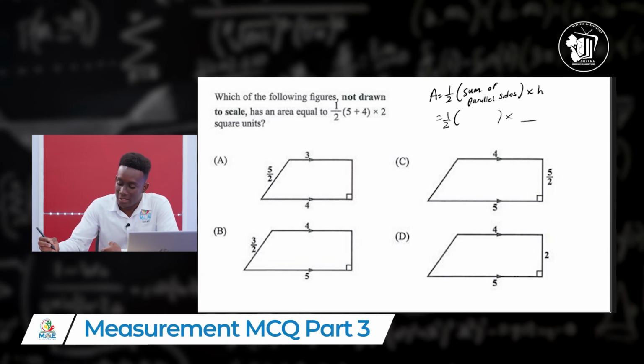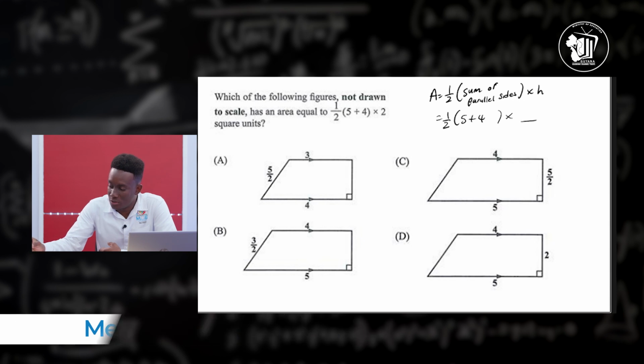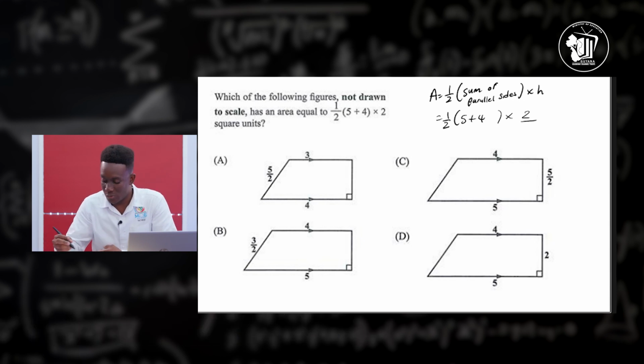In this case, the parallel sides would be 5 plus 4, and the height would be 2. So let's look at this one. This one is 3 and 4, so that doesn't work. 4 and 5, that doesn't work. So 4 and 5, so that works. Let's see if we have the height being 2. The height would be the perpendicular height, that is, not the slanted height. So that doesn't work as well.